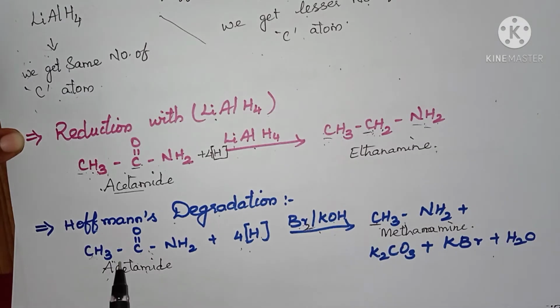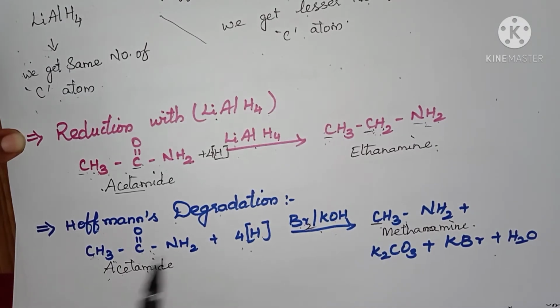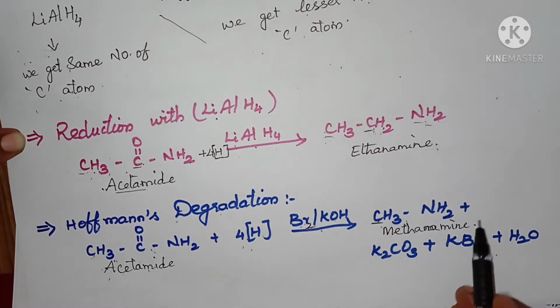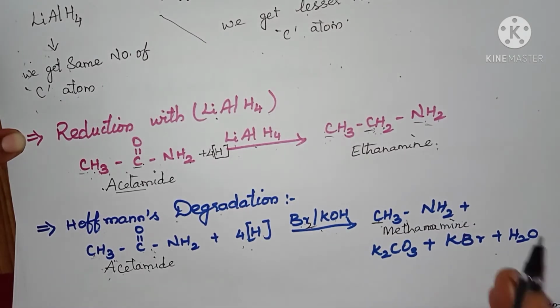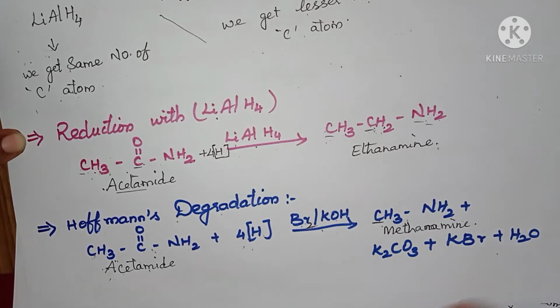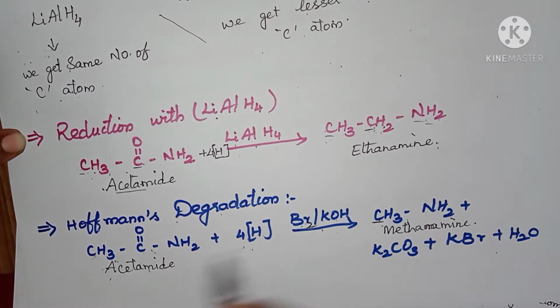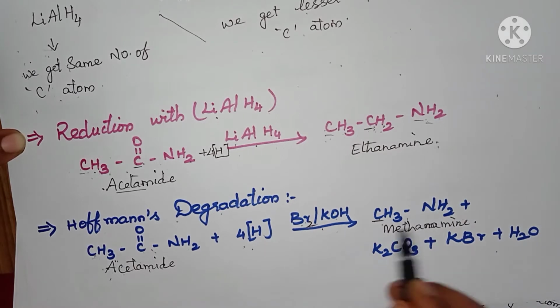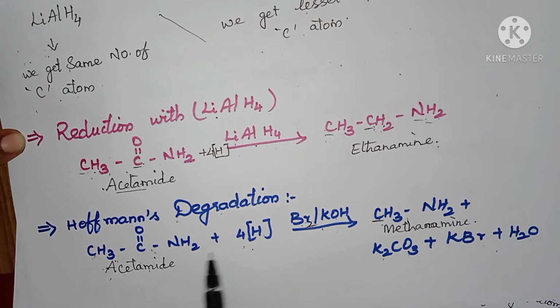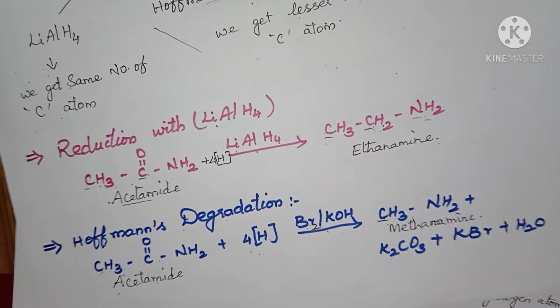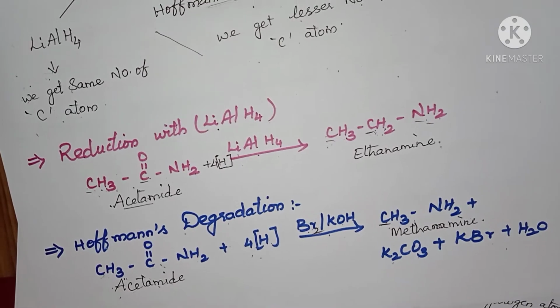Remember that. Whenever you get the question of Hoffmann's degradation, acetamide is converted into methanamine. Suppose they ask the question, acetamide converted to methanamine, in which process will you get it? They may ask such a kind of question also for 1 mark. Hoffmann's degradation, because the number of carbons will be lesser than the reactant. So here methanamine and K2CO3 plus KBr plus H2O. So this is the process for Hoffmann's degradation. Hope you got it. Next one.